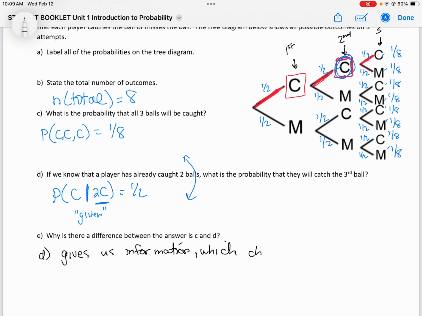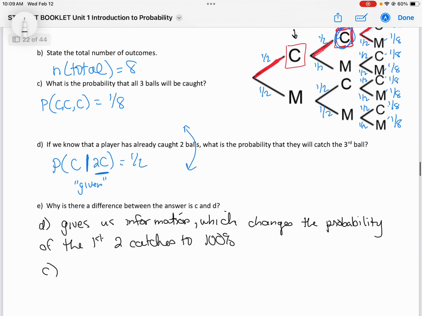Which changes the probability of the first 2 catches to 100%, because they're saying this happened. So instead of that percentage being 50%, it's now saying no, 100% that happened. Now let's just assess that last catch. And you can say, like in C, all catches are unknown.